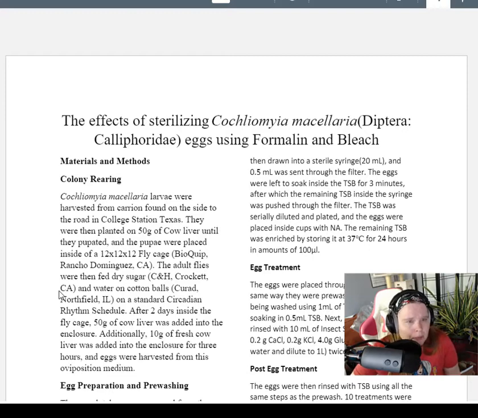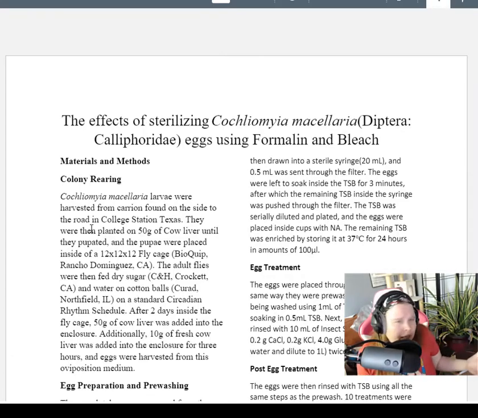Cochliomyia macellaria larvae were harvested from carrion found on the side of the road in College Station, Texas. Perfect. You need to put a comma right after College Station, just the proper way of writing out a city and a state. But otherwise, this is just enough detail so that people who are trying to replicate this know exactly what is happening, but not so much detail that they get bogged down in things they don't care about, like the name of the road.